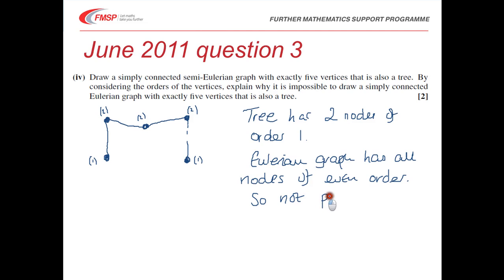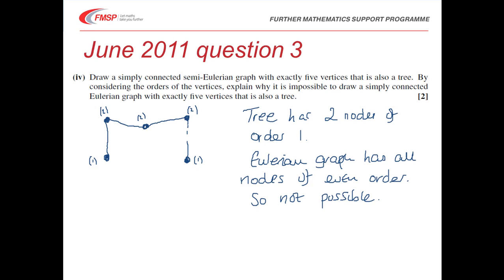So there were just 2 marks for that question, but you do need to try and write it down as carefully as possible, that statement. So there was 1 mark for drawing your semi-Eulerian graph, which was a tree, and then 1 mark for this statement.